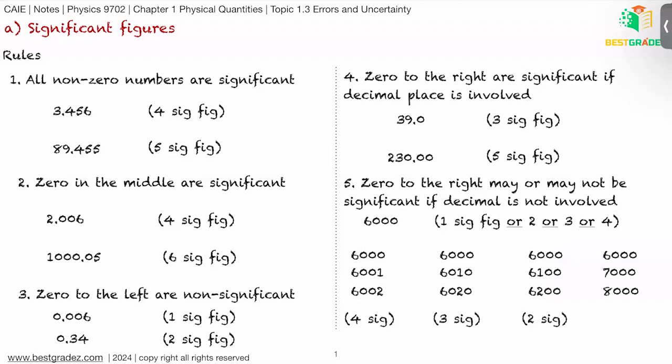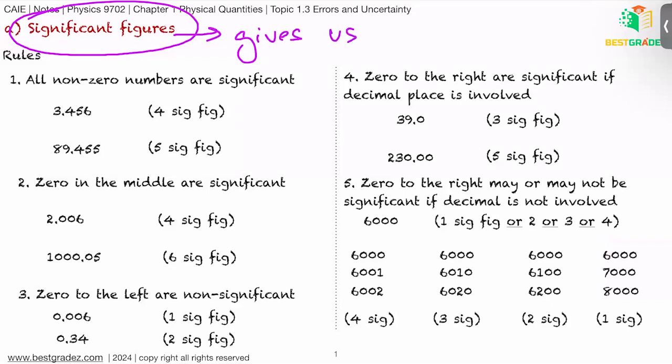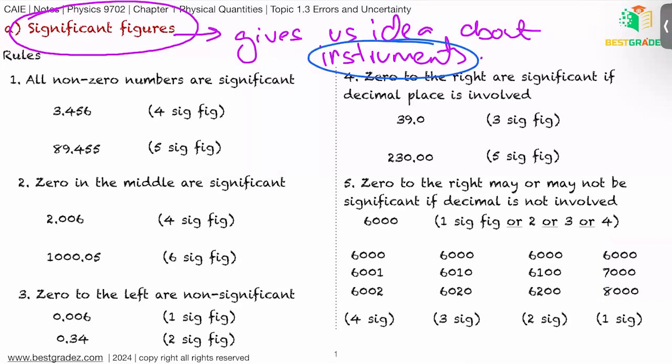And same goes for this one, 6,000, 7,000, 8,000. So which means all of these zeros are insignificant. The only significant figure is the first digit, so 1 significant, which helps us conclude that significant figure gives us an idea about instruments. So we are not blindly memorizing facts and figures. We are going to apply the significant figures on instruments. Especially paper 3, significant figures will play an important role in how you record data in your tables and graphs.